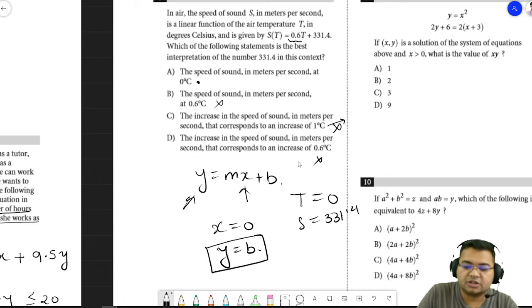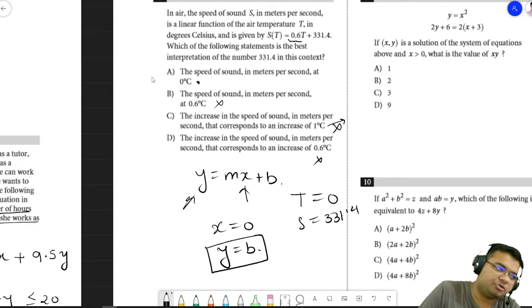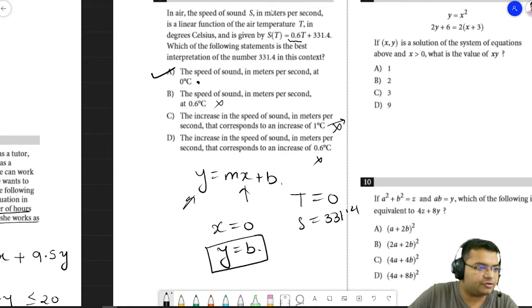So the constant part has nothing to do with the increase or decrease of the independent variable, that is temperature T. So the option is correct as per our inference.